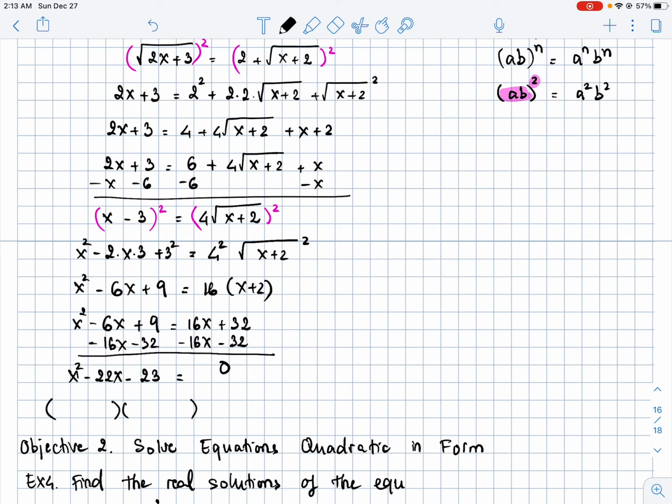And then we will solve by factoring. We will do x minus 23 times x plus 1. Then we set each parenthesis equal to 0 and solve for x.